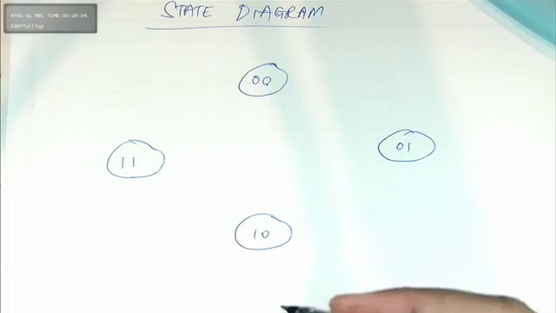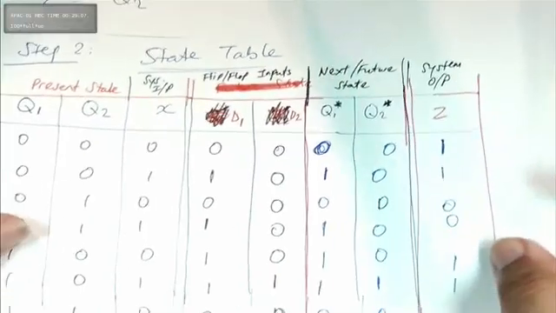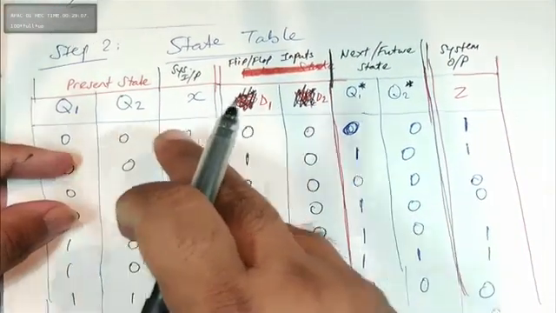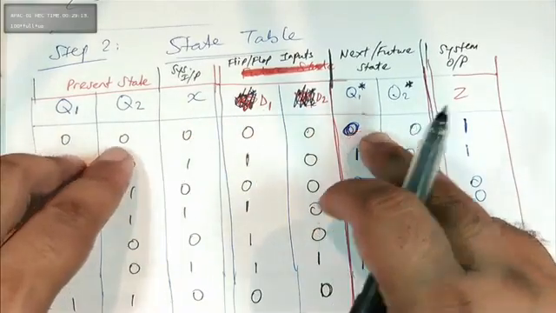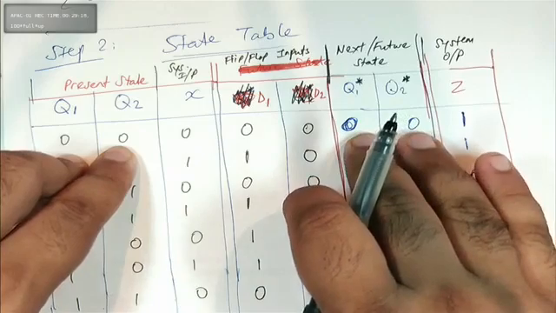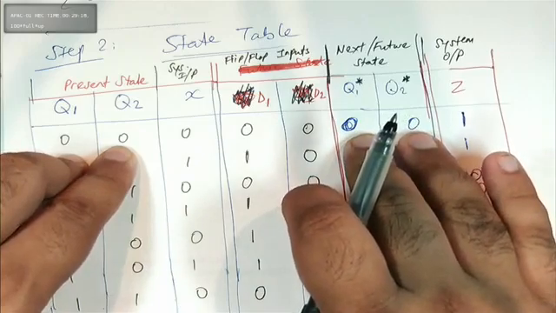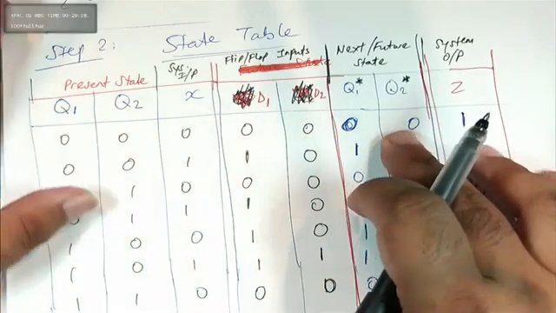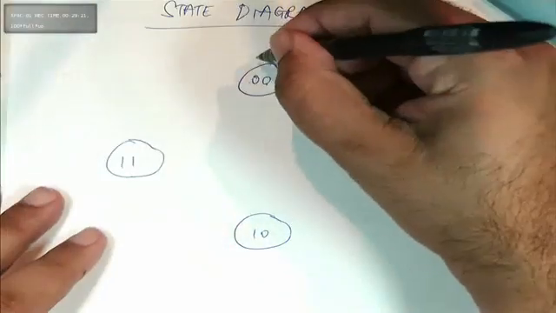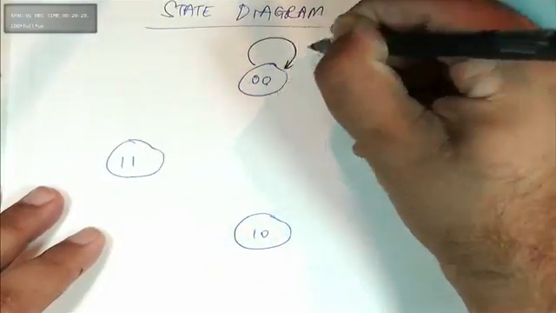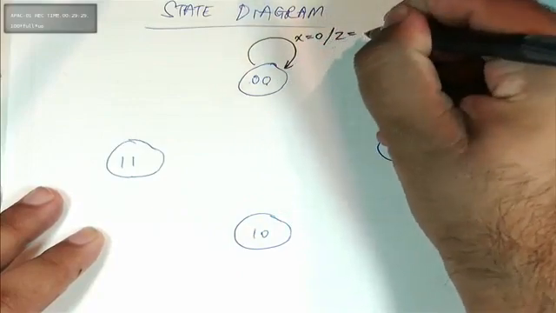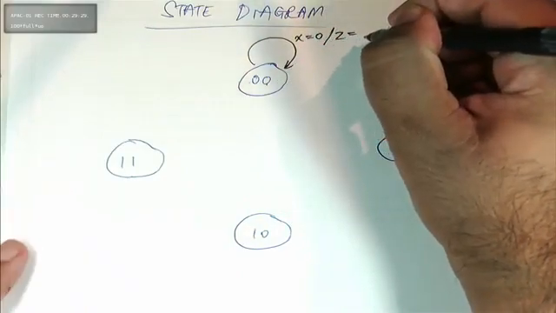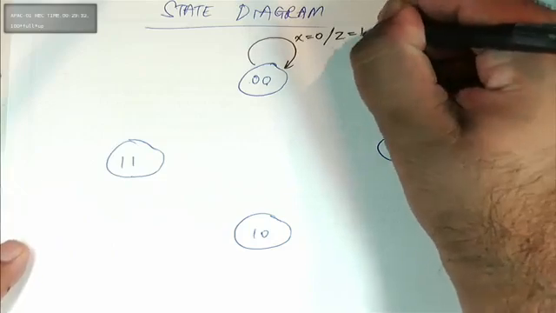Okay, let's look at the first line. Q1, Q2 is 0, 0. First line of your state table. 0, 0, X is 0, and what does it become? Q1 star, Q2 star remains at 0, 0. Look at line number 0. So, there we go, and we say X is equal to 0. And what is Z equal to? Z is equal to 1.